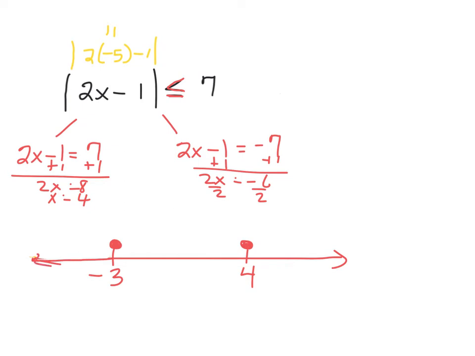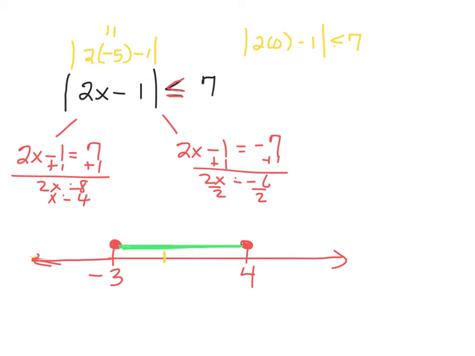If I pick a number between -3 and 4, a nice easy one to use is 0. The absolute value of 2 times 0 minus 1 is 1, which is less than or equal to 7. So I am going to shade this part in between, because every number that's in that region is going to act the same way that 0 did.